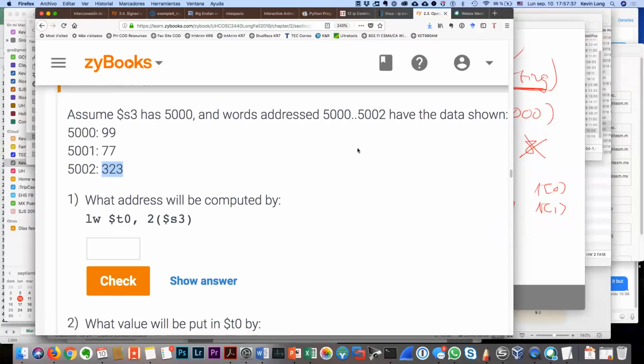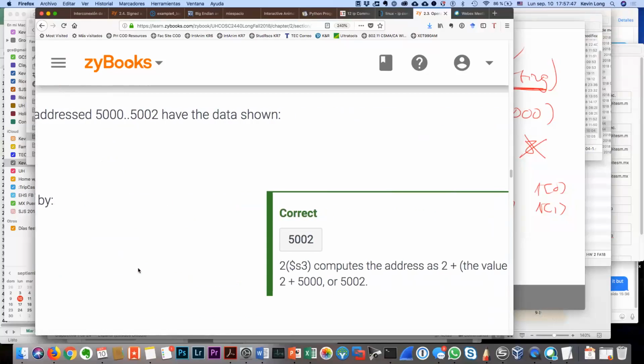So let's see what it's asking. What address will be computed by? So what's the answer? What's the address? 5002 is the address. Winner, winner, chicken dinner. Got it.